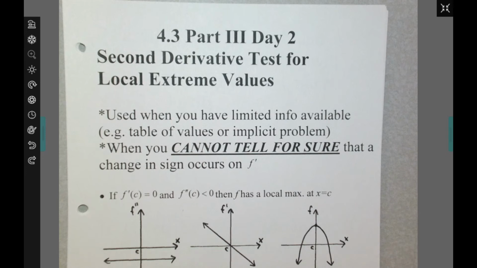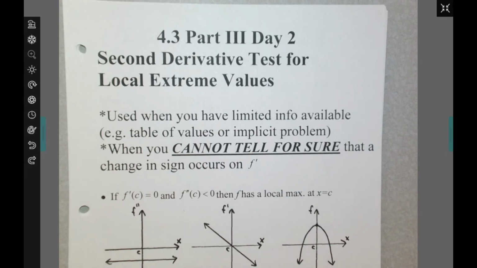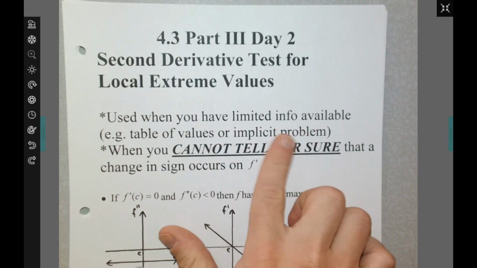Okay, 4.3, part 3, day 2. We're going to look at the second derivative test for local extreme values. And honestly, what we're going to go over today is going to be used in an extremely rare case. It's going to be used when you have limited info available.